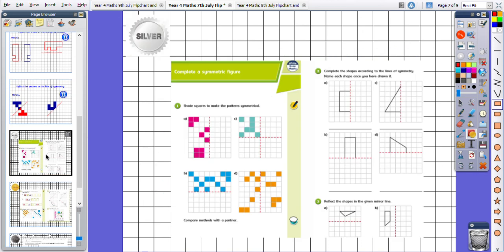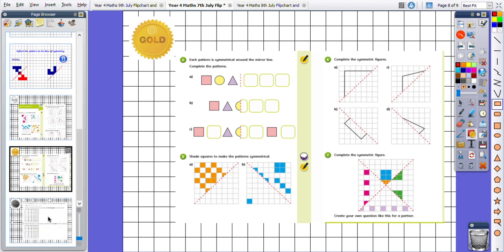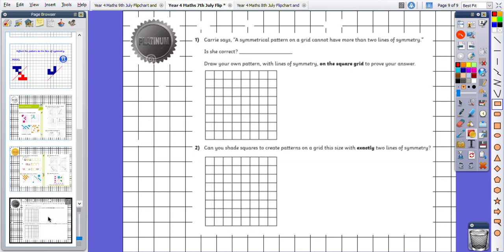Okay, for silver today you are doing questions 1, 2 and 3. For gold, questions 4 through to 7, and for platinum you have some reasoning and problem solving as always, doing a bit of symmetrical shapes using a square grid and telling me whether Carrie is correct in her statement she has made.